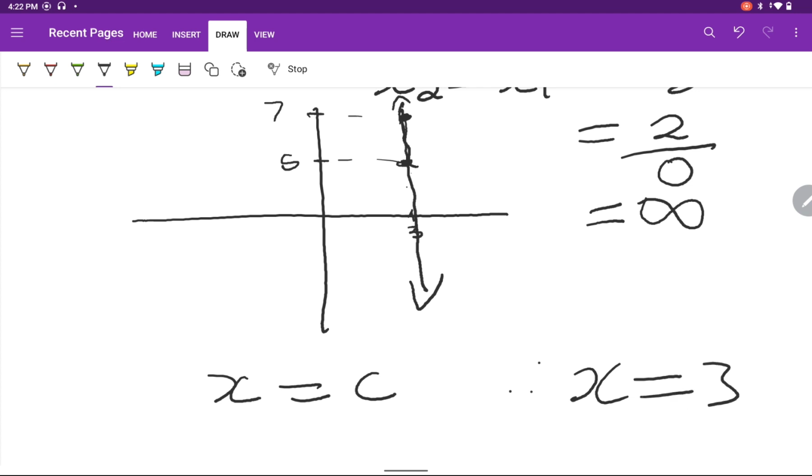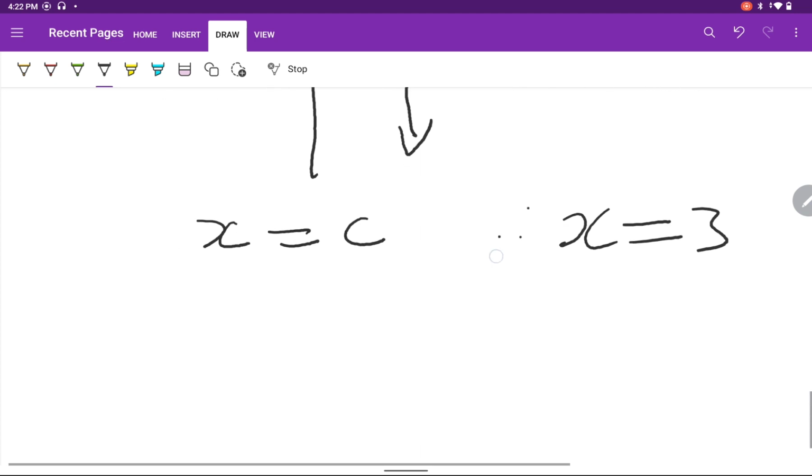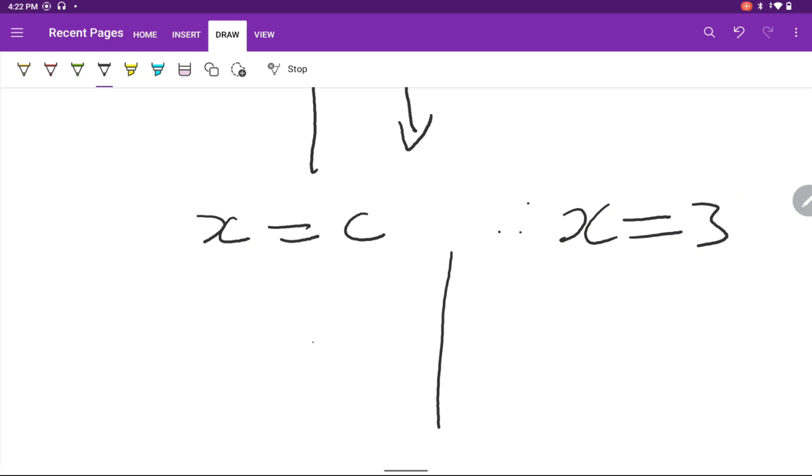So in that case, we will have a vertical line which is parallel to the y-axis, cutting at 3. So we will have this line there. So this is our straight line. So we need to really understand these forms of a straight line.